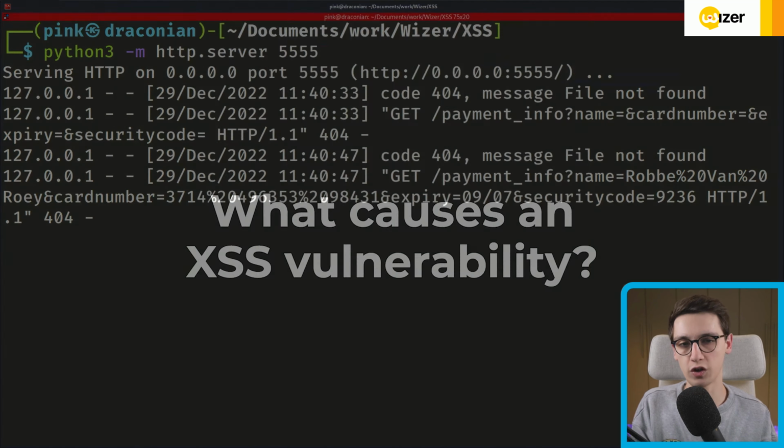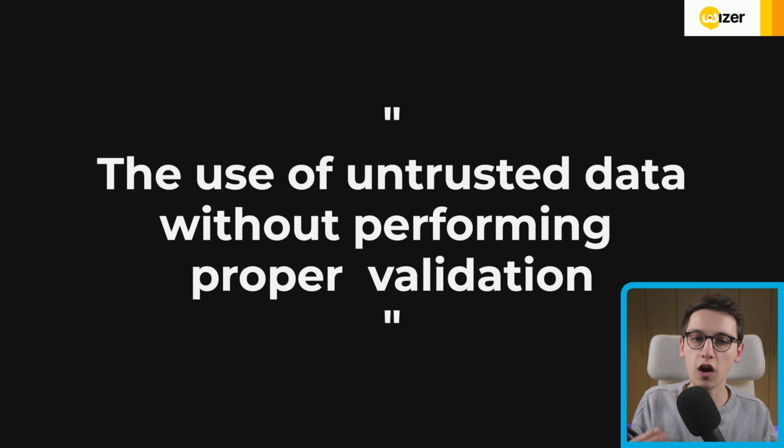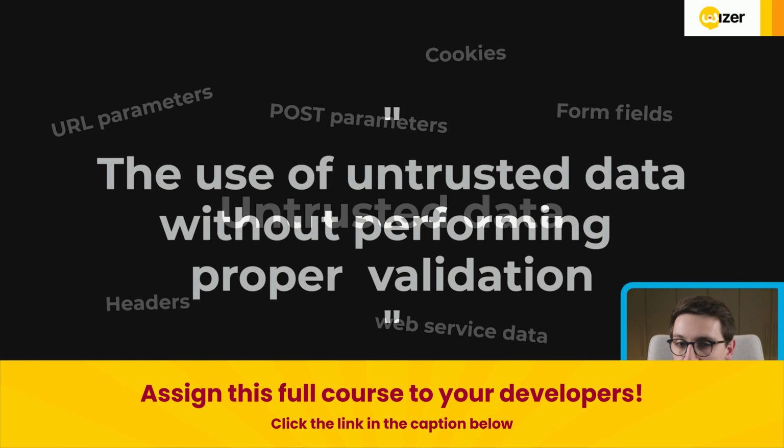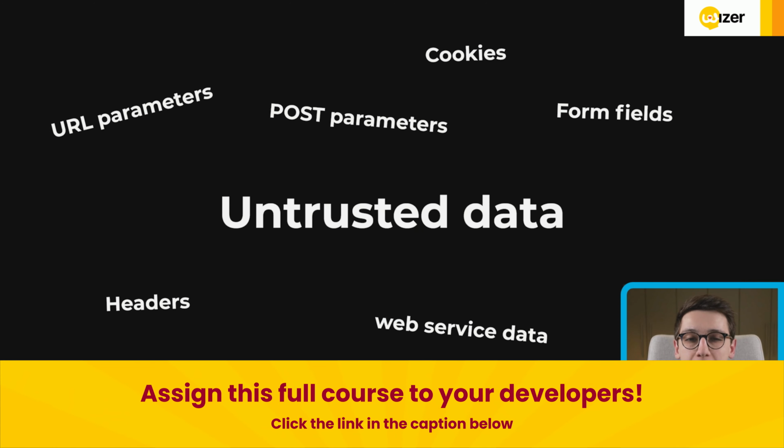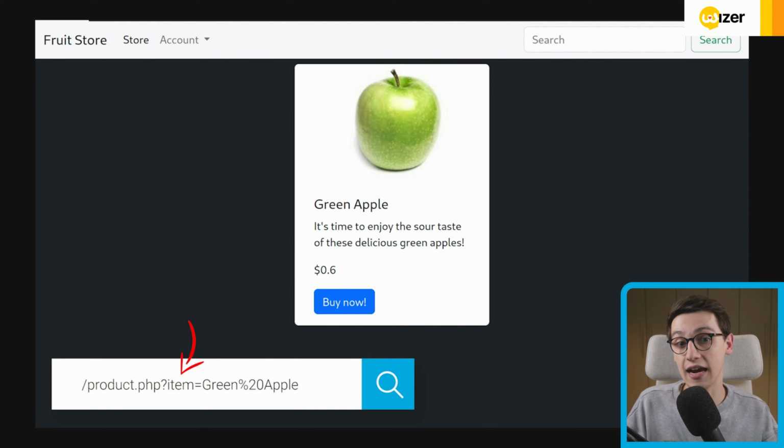But that may leave you wondering, how does an XSS vulnerability end up in an application? The root cause is always the use of untrusted data without performing proper validation. What is untrusted data? Well, untrusted data is any data that a user can manipulate. This includes get parameters, post parameters, cookie values, headers, form fields, database information, and much more. Anything that can be influenced in any way by a user should be considered untrusted data, such as the items get parameter in our example from earlier.